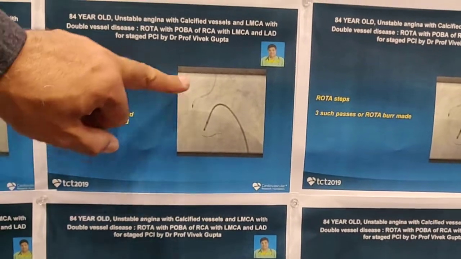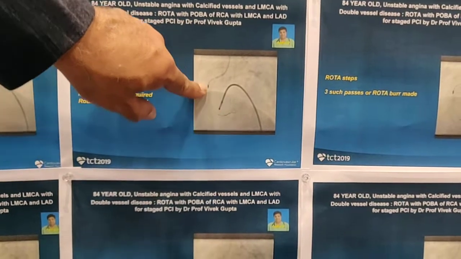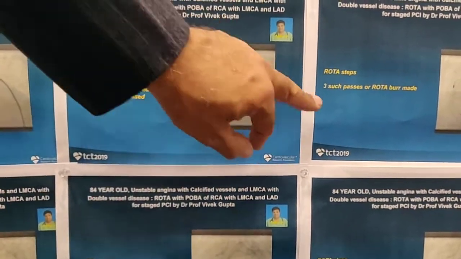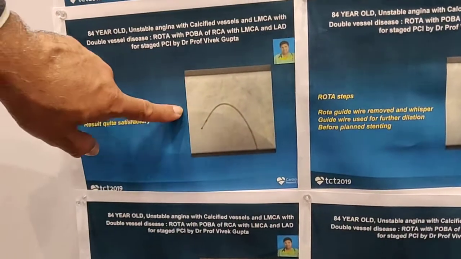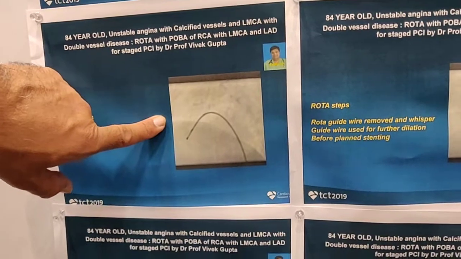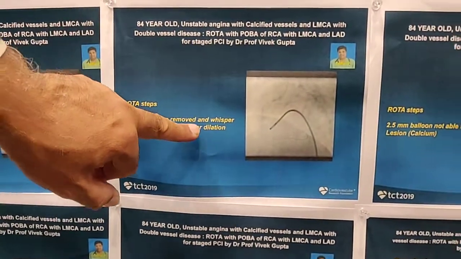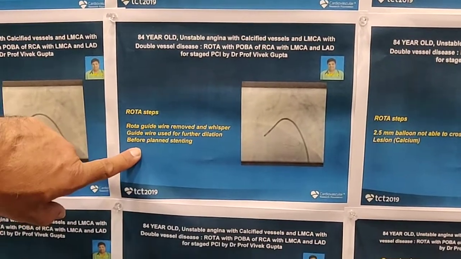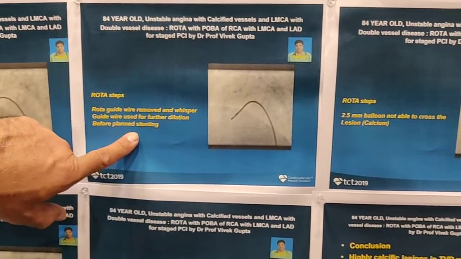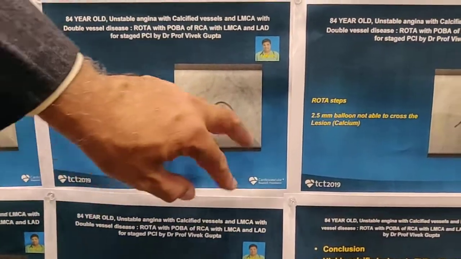So we were happy that finally the rotablation tip was going through, after multiple such attempts. Three such passes of rota were made, and then you can see here that the result was quite satisfactory. I will show in the video later on. The rota wire was removed, and the Whisper guide wire was used for further dilatation before planning the stenting. Before planning the stenting, we thought we should do pre-dilatation with the balloon, which is always required.